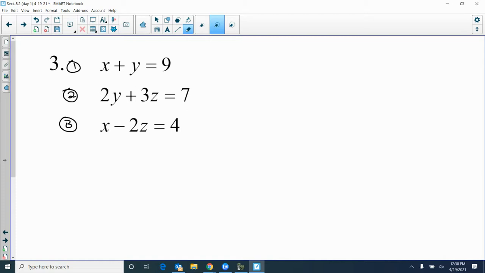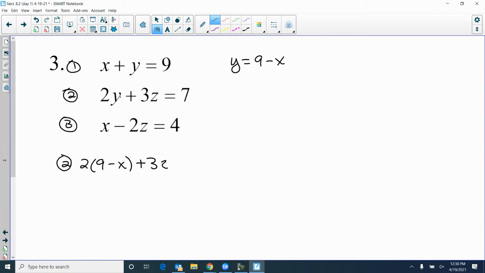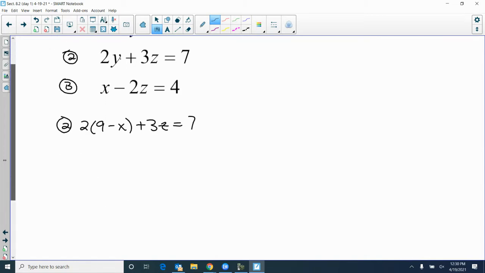I changed the first one to y equals 9 minus x, and I substituted that into the second equation. Okay, that'll work. All right, so we're going with it. She says this is y equals 9 minus x. And she substituted into equation 2, so that becomes 2 times 9 minus x plus 3z equals 7. So I get 18 minus 2x plus 3z equals 7.